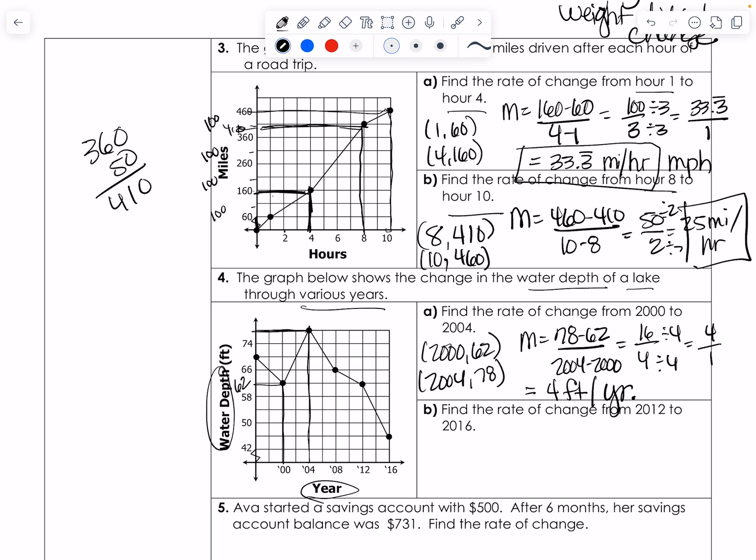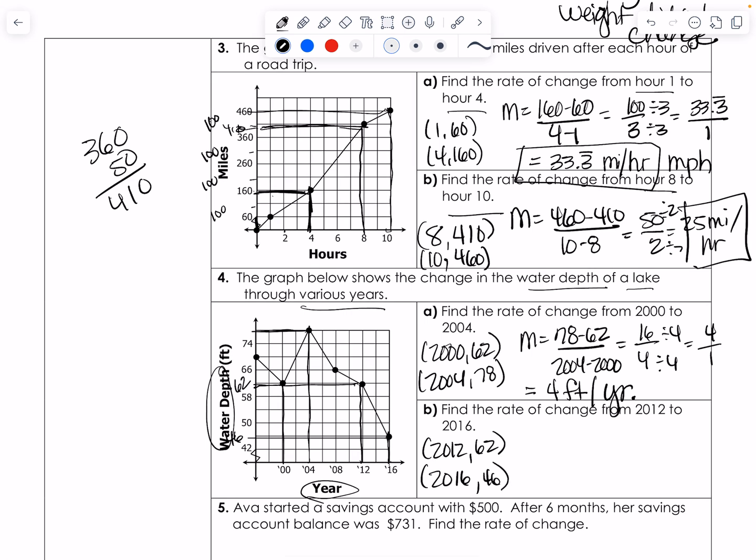And again, this is water depth in a lake. So to find the rate of change from 2012, so here's 2012. We're going to say 2012, and we already know that that's 62 from the previous problem. And then we have 2016. Let me make that a little bit neater for you. So 2016, and we know for 2016, we're here, and halfway between is going to be 46.